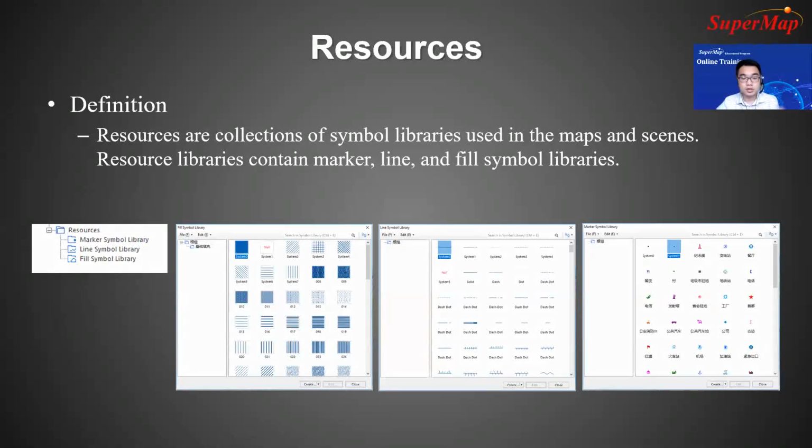And the next route is Resource. In the resource module, we provide some default marker libraries, and the line and surface fill symbol libraries. So if you want to do the mapping, you can use some default symbol libraries from this module.